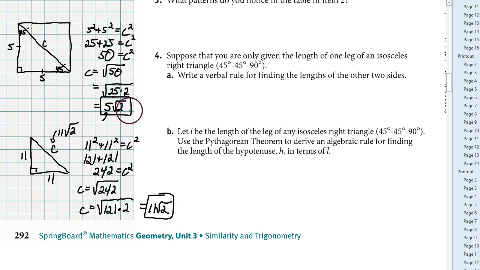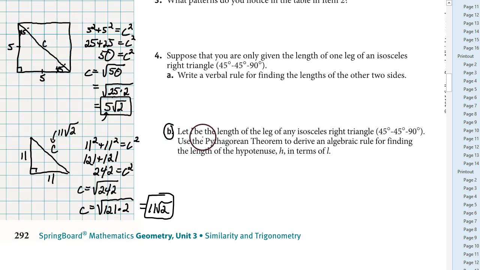Our conjecture from before seems to be confirmed in the second example. We can find the hypotenuse by simply taking the length of the leg and multiplying by the square root of 2. And that's what this lesson is about: a special relationship in this kind of triangle that will make problem solving fast. I had you skip to question 4 so that we can answer part B.